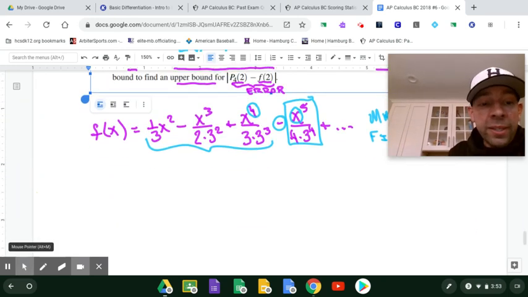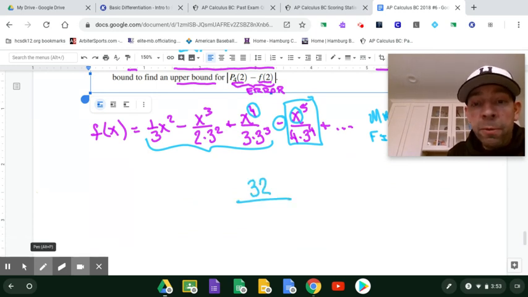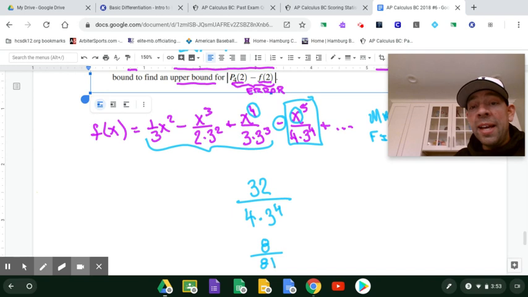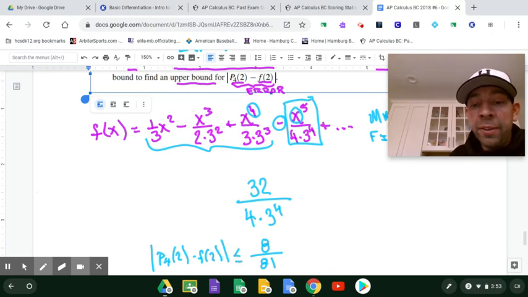So substituting a 2 is going to give me 32 over 4 times 3 to the 4th. Reducing that is going to make 8 over 81. So that is the maximum error we could experience. And so I'm just going to put the finishing touch. I'm going to say p sub 4 of 2 minus the real f of 2 is guaranteed to be no bigger than 8 over 81.